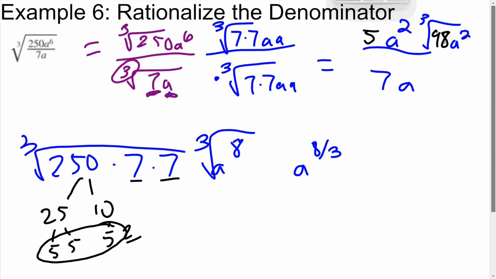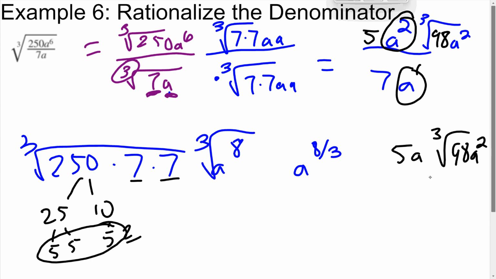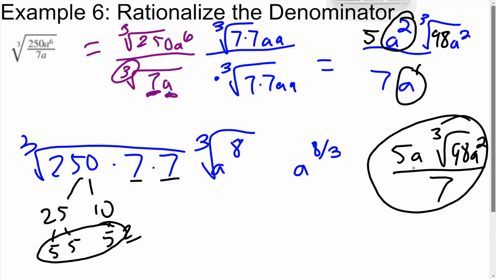Okay, and I think that would be my answer, but it's actually not my answer because it can be reduced, right? Because I have 5 over 7 cannot be reduced, but a squared over a can be reduced. Whenever I divide by the same exponents, I subtract, right? So 2 minus 1 would be 1. So it's 5a to the first, the cube root of 98a squared over just 7. And so that's what it's going to accept as the correct answer.